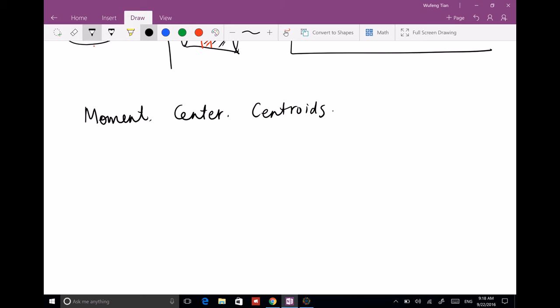So we have the moment equals m, the mass, times the distance, the length of the moment arm. Okay, that's the moment. Then yesterday we stopped at the moment and the centroids. For one dimensional, it's pretty simple. The moment in 1D is m times x, we just add everything together. For the center, you multiply all the mx and divide by the total m.